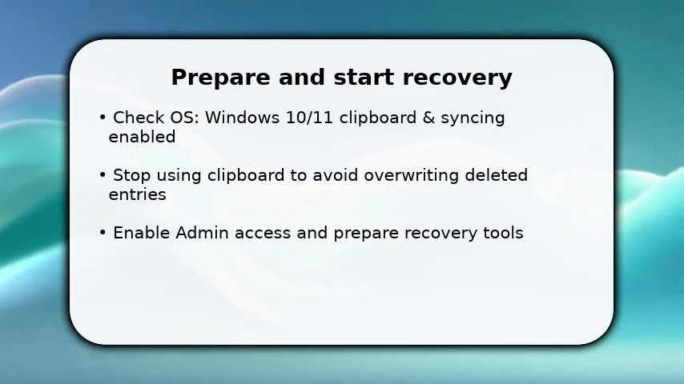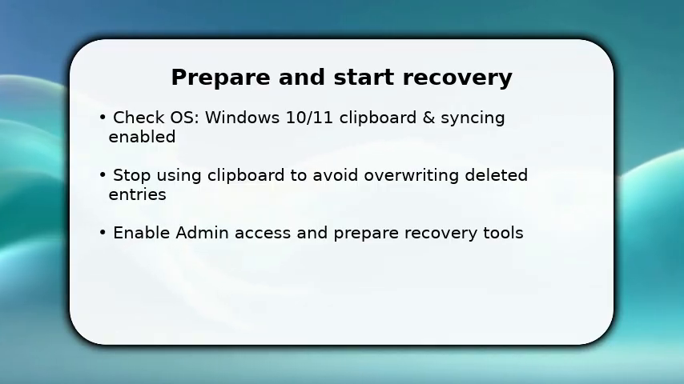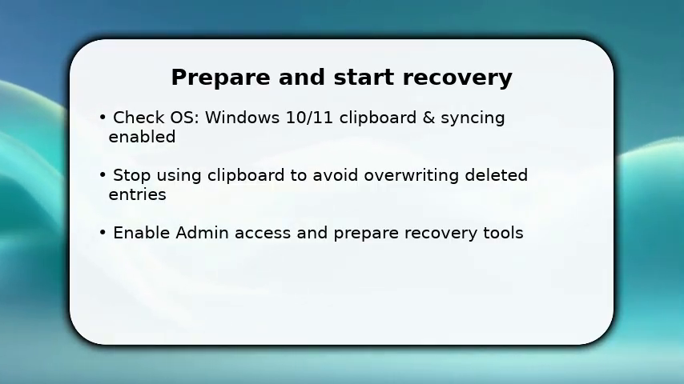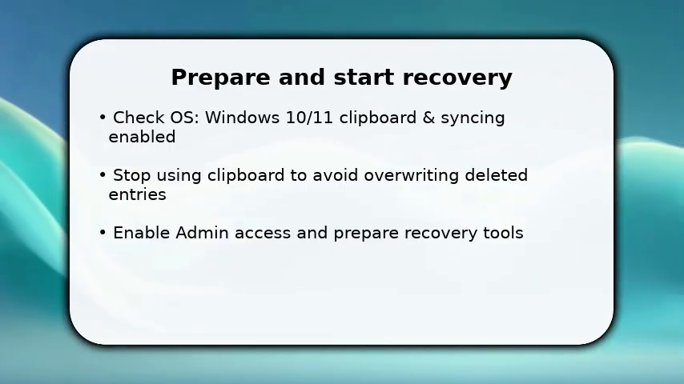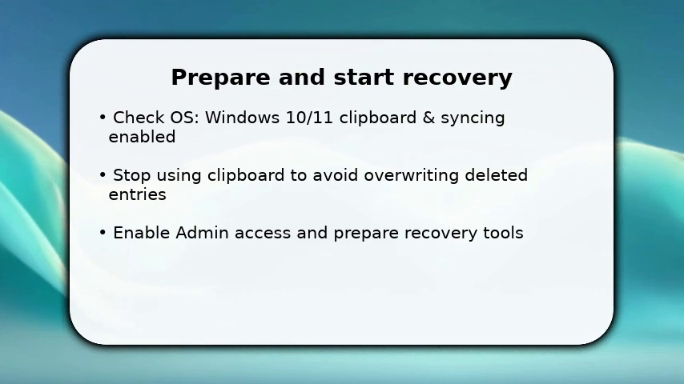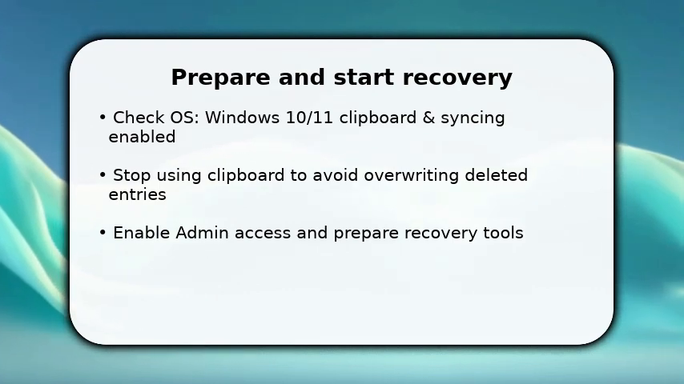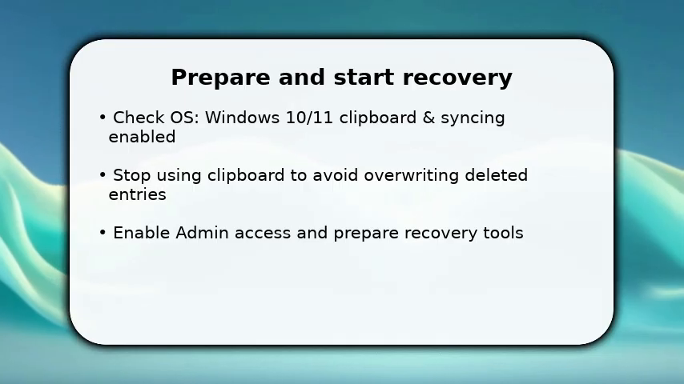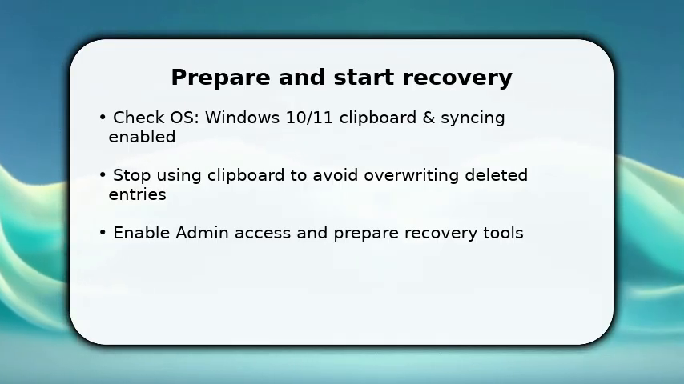Then install or prepare a forensic recovery tool that can scan system files and registry hives. You need software that reads LNK, CFHDrop, and clipboard-related registry keys. Make sure you have enough disk space and, if possible, work from a separate bootable USB to avoid altering deleted data. Now perform the core extraction.